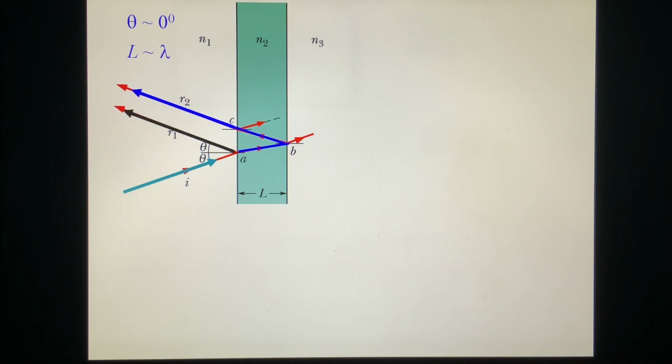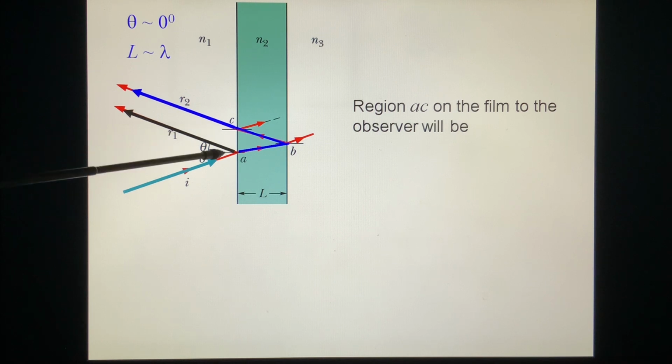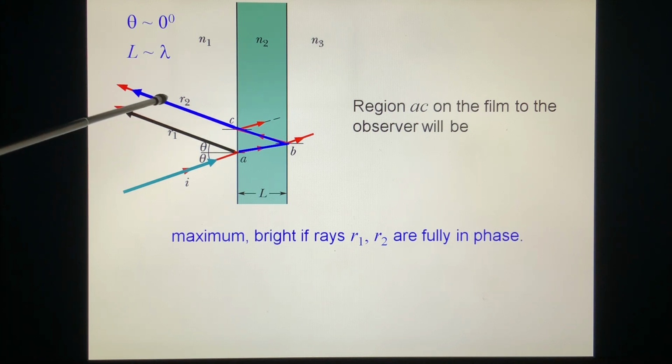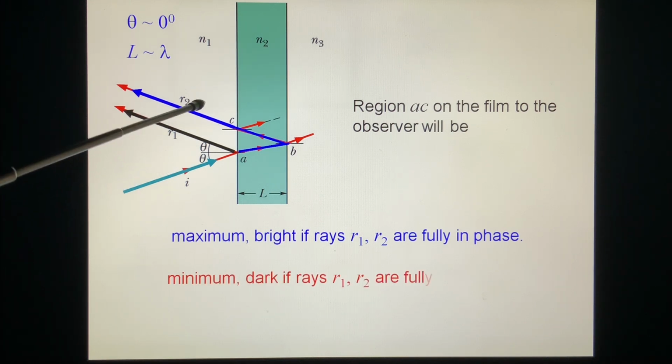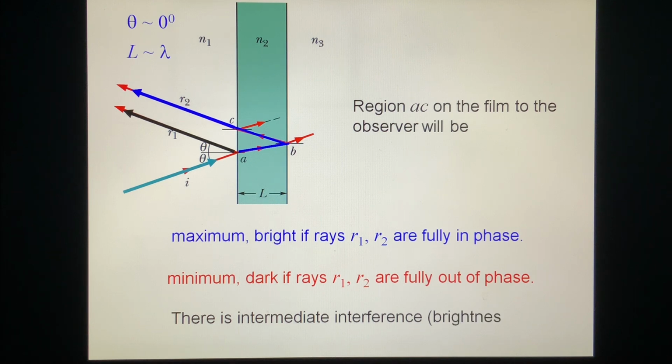They would interfere with each other. In region AC on the film, the observer will see maximum, bright, if ray 1 and ray 2 are fully in phase. Or it can be minimal, dark, if ray 1 and ray 2 are fully out of phase. Or there is intermediate interference, with brightness in between.